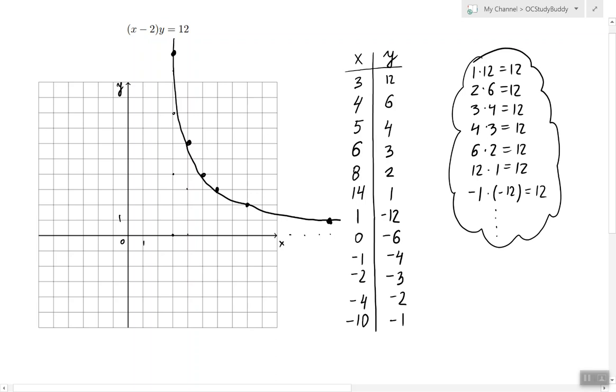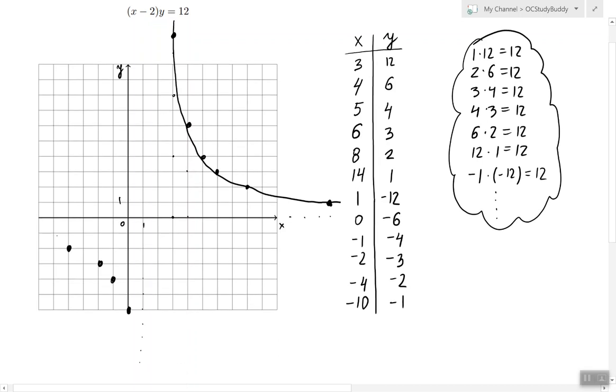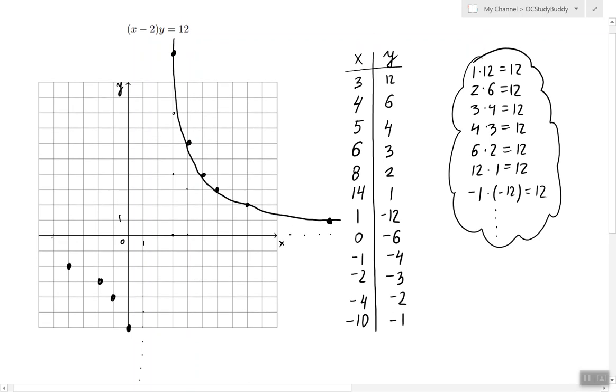So that gives us more points. At 1 it's -12, so it's somewhere below. At 0 it's -6. At -1 it's -4. At -2 it's -3. At -4 it's -2. At -10 it's going to be -1.